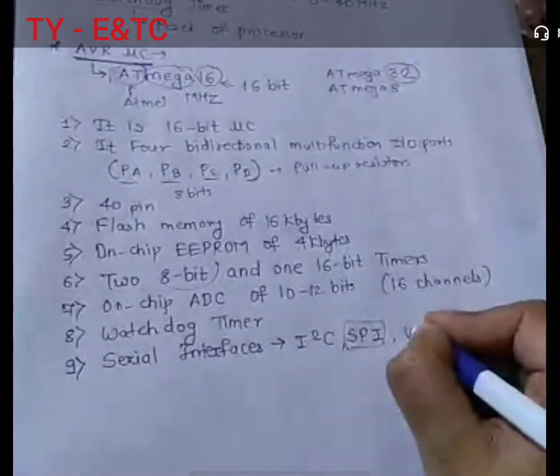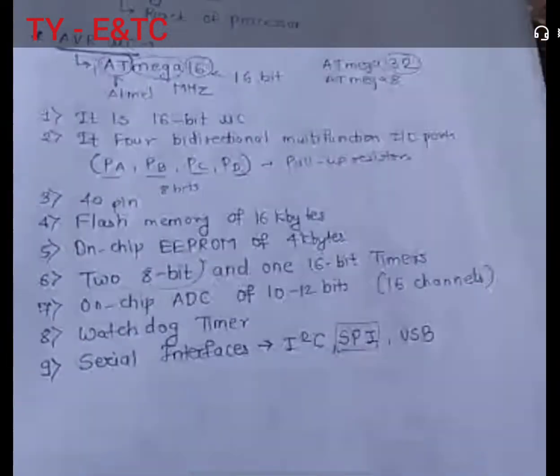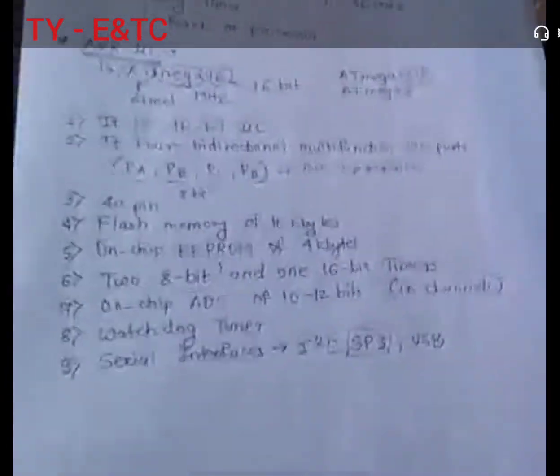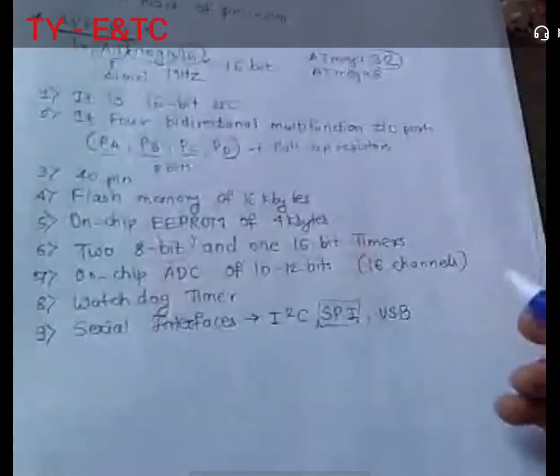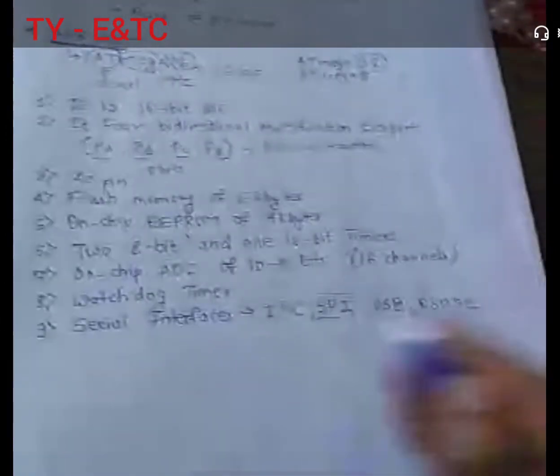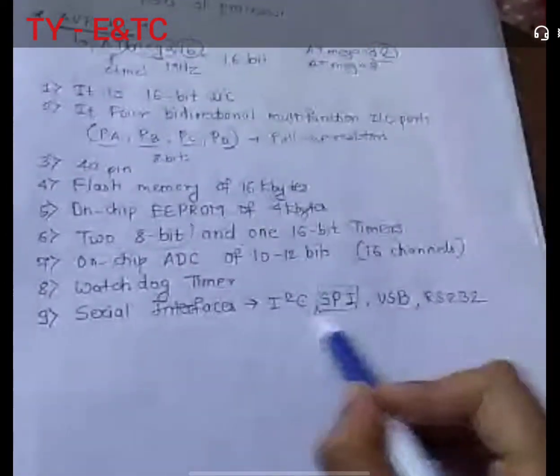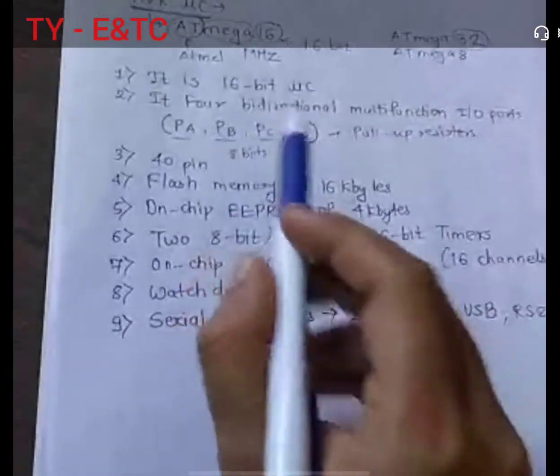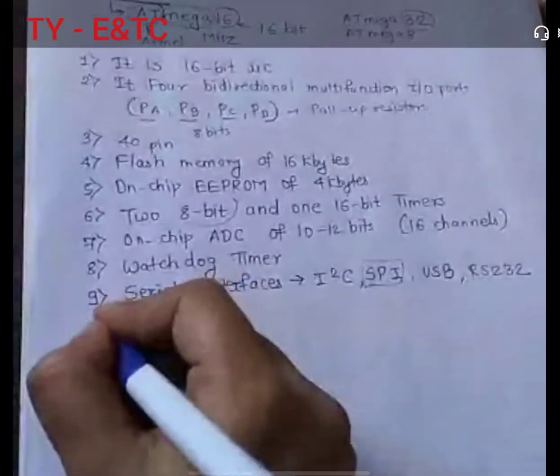Then USB is also a serial communication interface. So USB is also supported by this AVR. Then we have RS-232 also. So these 4 standards or 4 interfaces are supported by this AVR microcontroller.